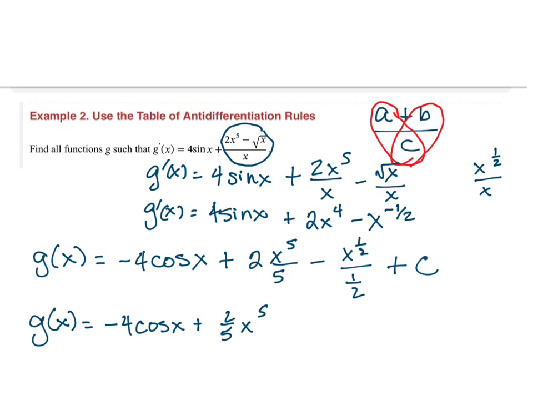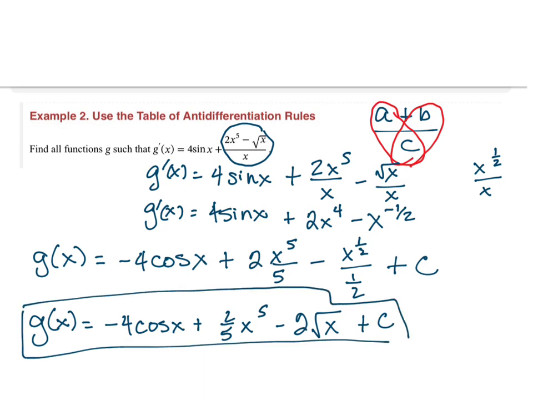Yeah? What is it to divide by half? Multiply by 2. So the next one's going to be minus 2. We could call it x to the 1/2. We could call it square root x plus c. There is our general antiderivative.